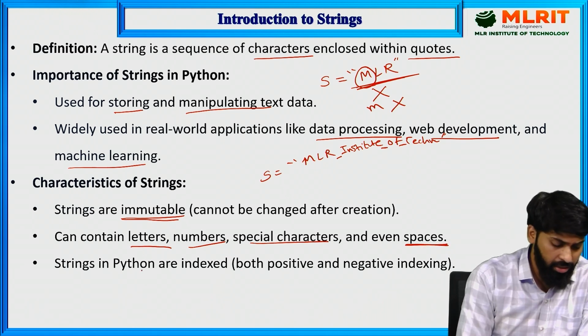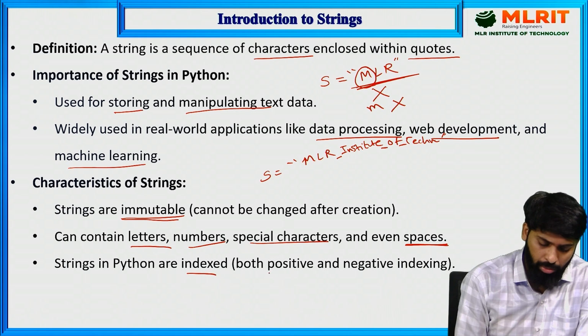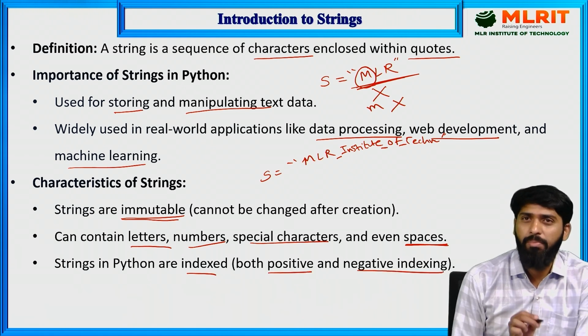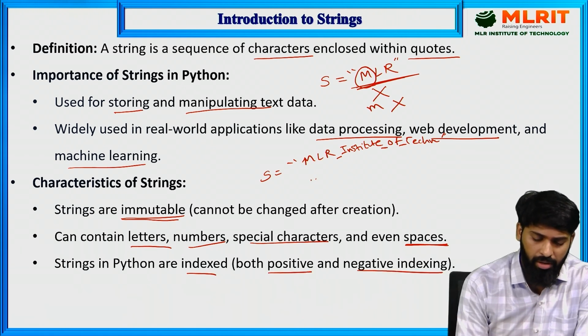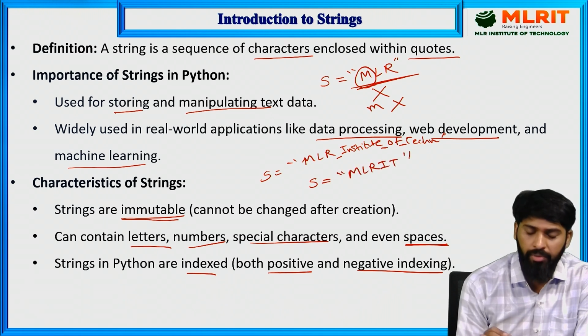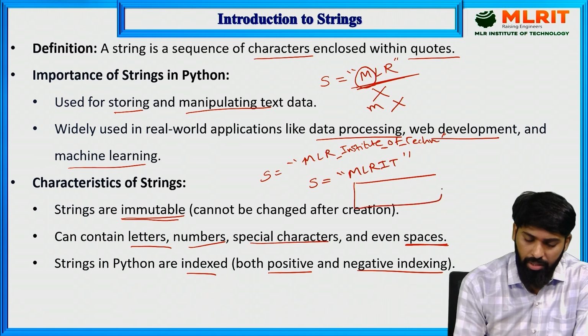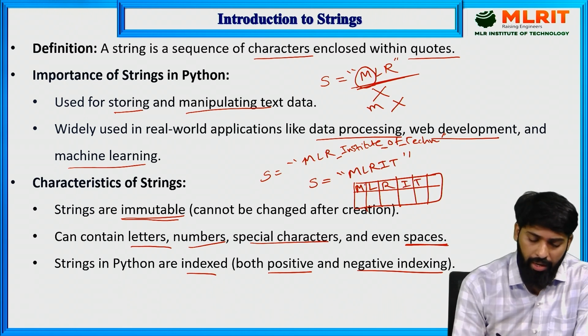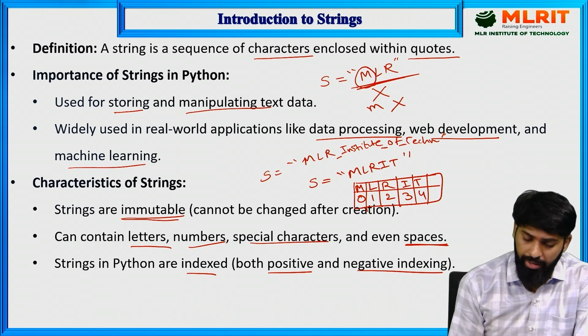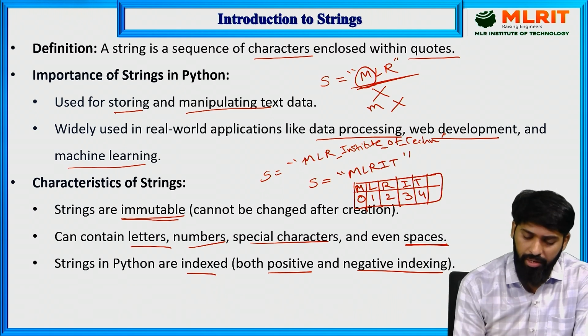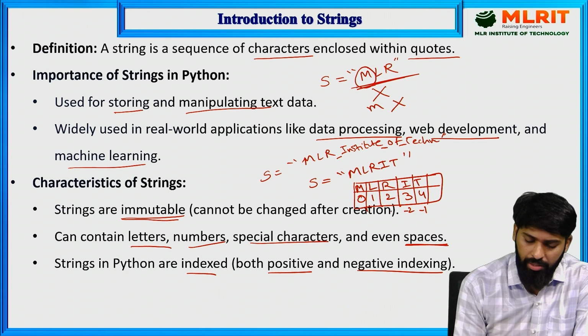Strings in Python are indexed, with both positive and negative indexing. How? S equals to MLRIT. This is the string MLRIT. The indexes are 0, 1, 2, 3, 4. Now, negative indexing means the last character is -1, then -2, -3, -4, -5.